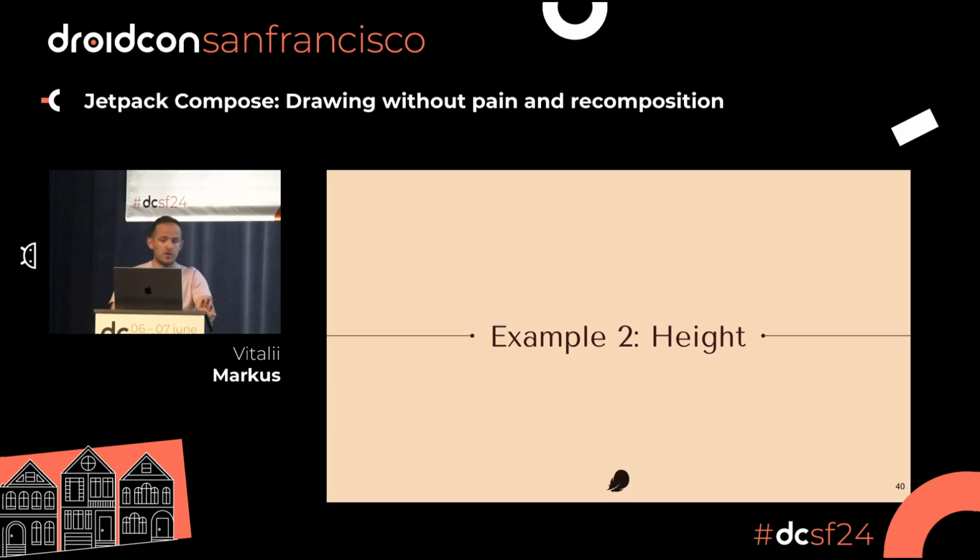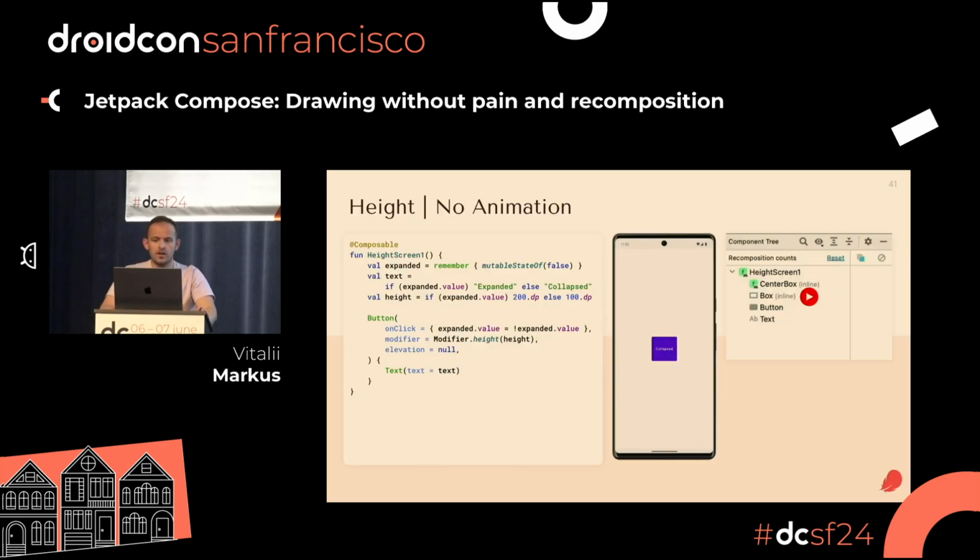Let's talk a little bit about height. In our case, we have a button, and on each click, we change the state from expanded to collapsed. Based on the state, we change the text and the height of the element. We read the value with the modifier .height, and if we run it, we can see that each click triggers one state change and one recomposition. And I want to highlight that there is no animation.